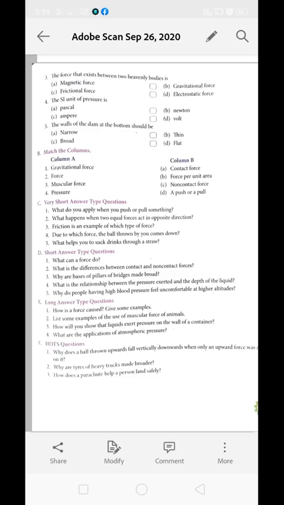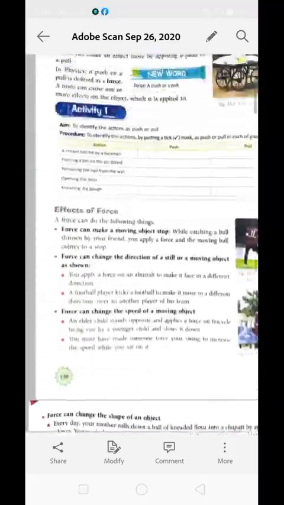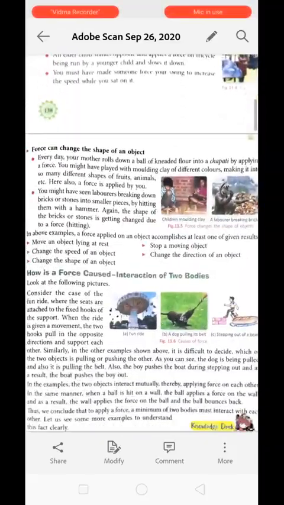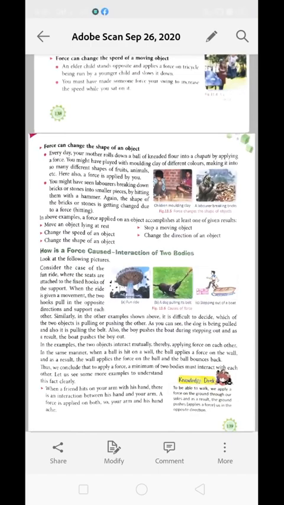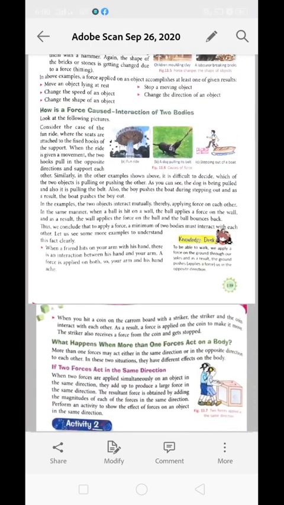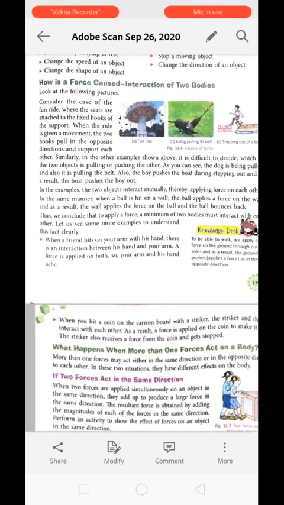Okay, long answer type of questions. How is force caused? Give some examples. Force is caused due to interaction between two bodies or more than two bodies. Over here we have 2 examples written on the base. When your friend hits your arm, you will write it over there. And the next example is when you hit a coin on the carrom board. You will write the next example from here. Understood? Next question.